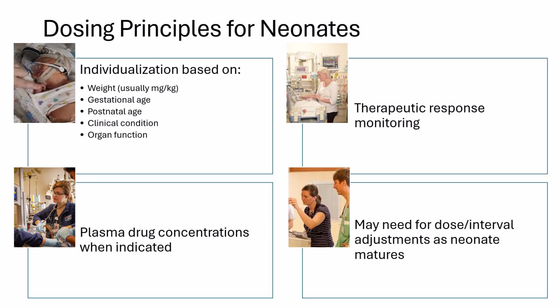Dosing must be individualized based on weight, usually in milligrams per kilogram, gestational age, postnatal age, clinical condition, and organ function. A key concept: dose and interval adjustments are necessary as the neonate matures, because metabolic and excretory functions improve rapidly during the first weeks of life. Therapeutic response should be monitored closely, and plasma drug concentration should be measured when indicated, particularly for drugs with narrow therapeutic indices. Remember that standard pediatric dosing rarely applies directly to neonates. Always consult neonatal-specific references for dosing guidance.